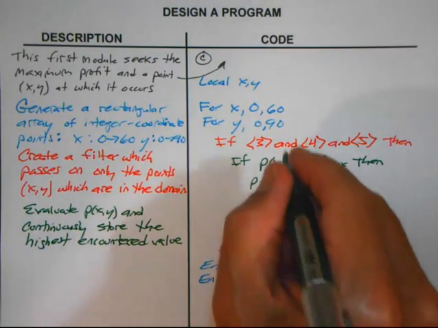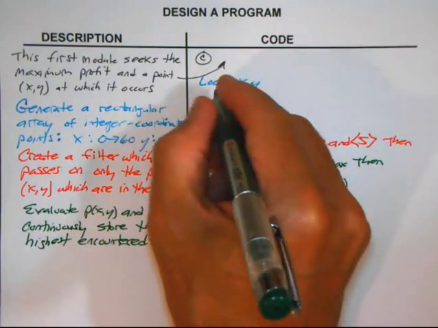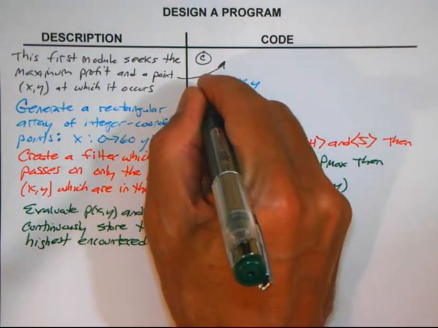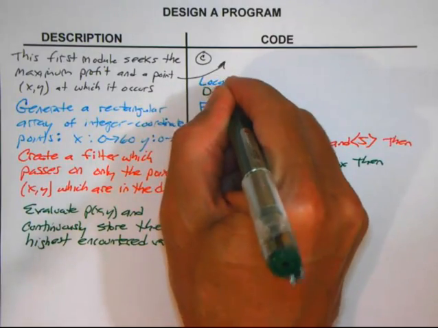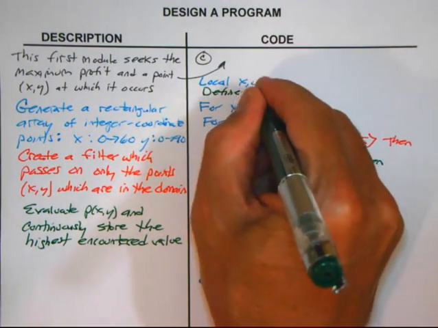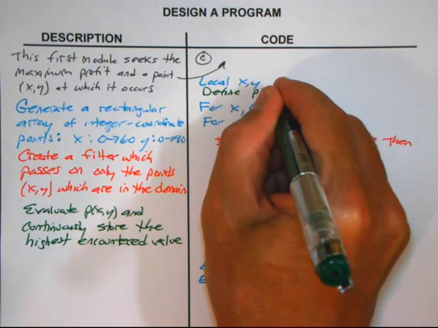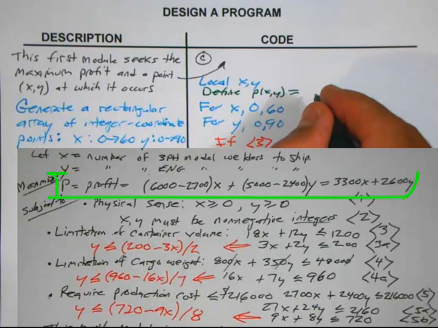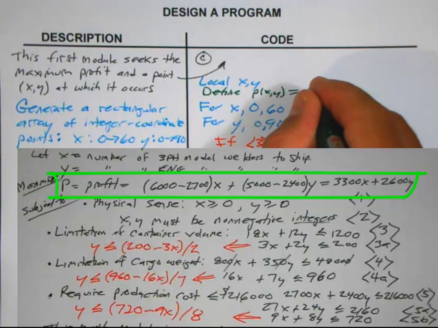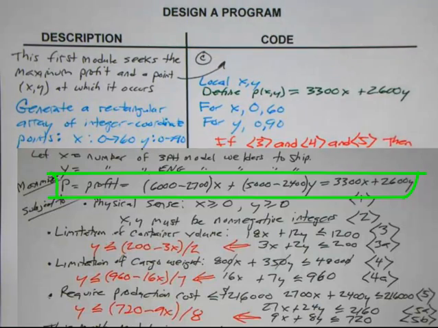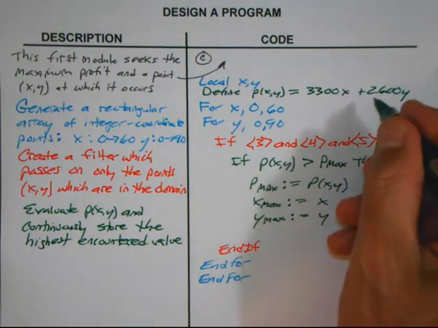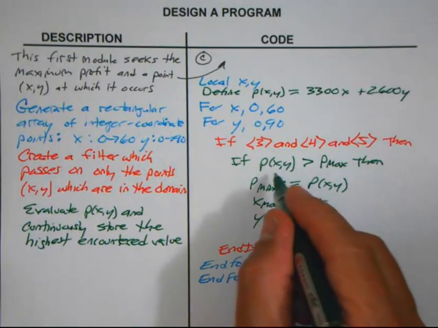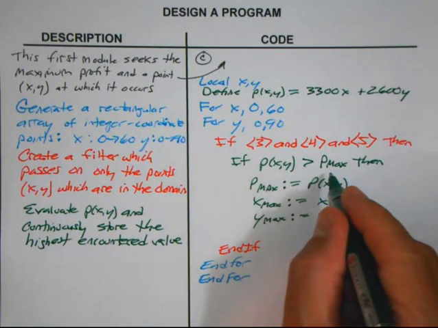Okay, let's go back up in here, and right after our local statement, it's probably a good time to go ahead and say define P of x,y equal to, and for this we just refer back to our original problem formulation. We said that the profit function value at x,y is equal to 3300x plus 2600y. Okay, now that's good. This now has some meaning for the P of x,y.